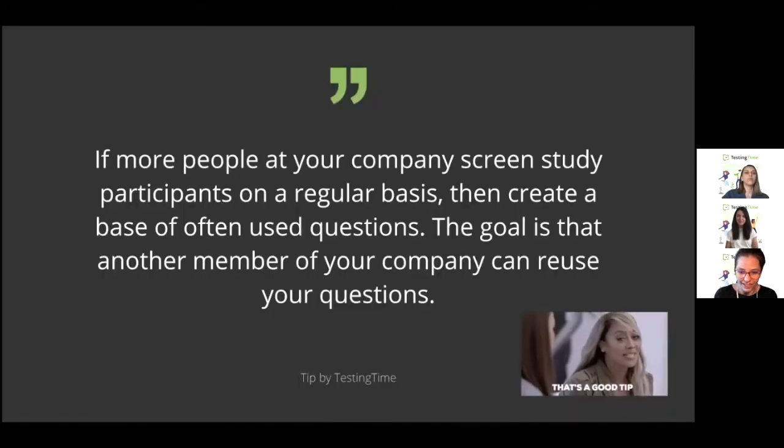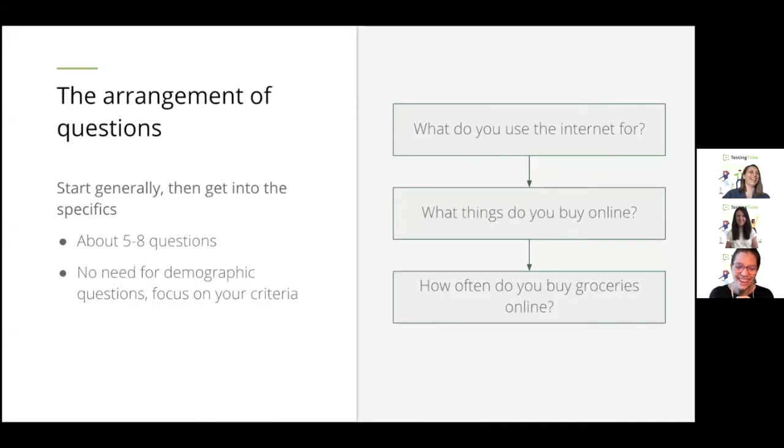If you're following these rules, about 5 to 8 questions is a good rule of thumb for a regular screener. And also, when you use testing times, you actually don't need to worry about age and gender or domicile. If you mark this in your order, our inviting mechanism will do the work for you, so you don't have to screen this information. Now you can skip.